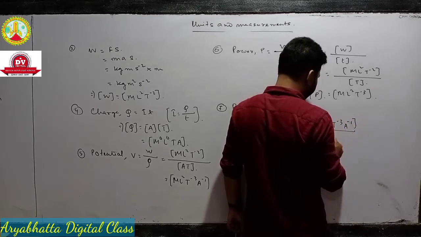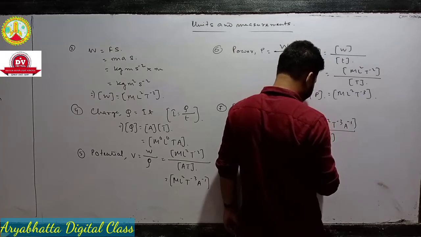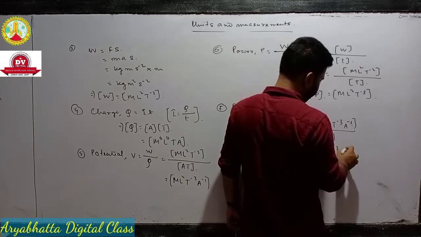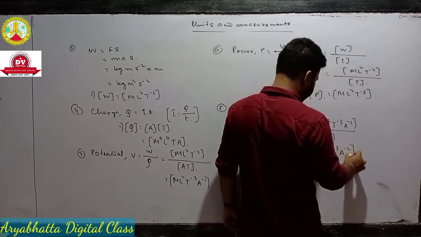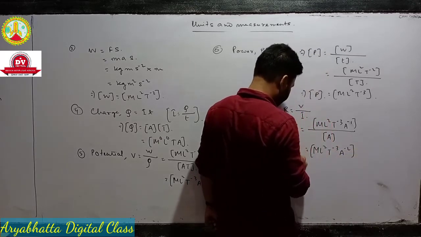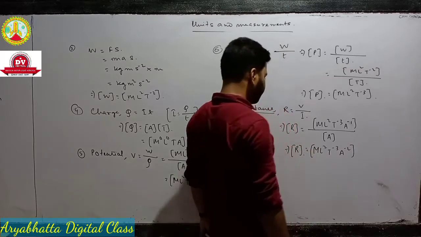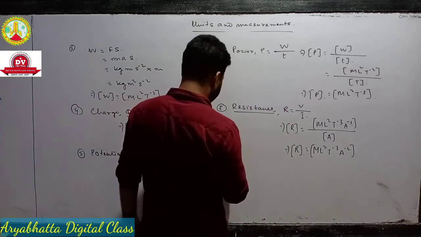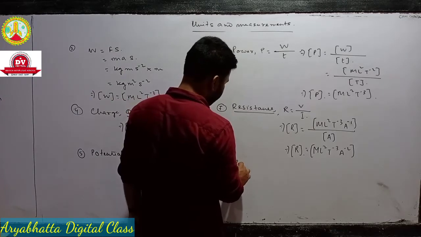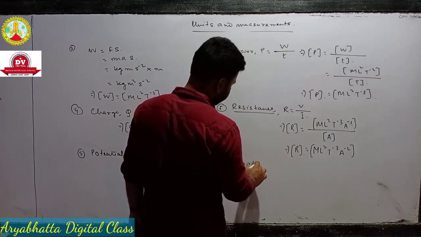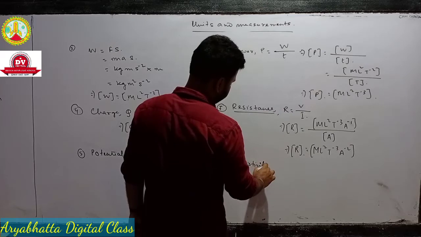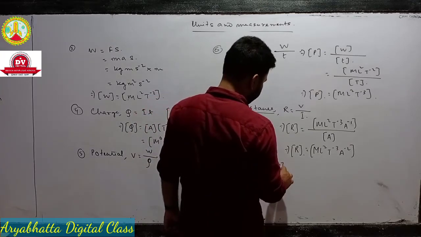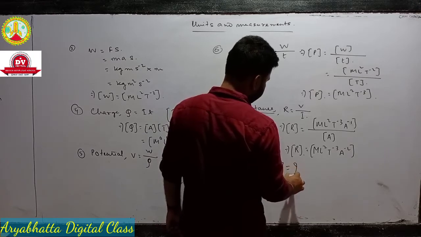What is the dimension of current? Ampere. So it will be ML² T^-3 A^-2. This is the dimension of what? This is the dimension of resistance. Okay? So from the formula, you try to find out the dimension of resistivity. Resistivity is rho. So try to find out the dimension of rho.